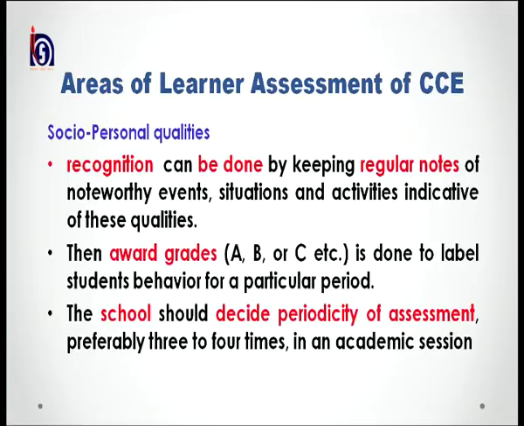Recognition of socio-personal qualities can be done by keeping regular notes of noteworthy events, in which a student reacts, how a student behaves, etc., situations and activities indicative of these qualities. Socio-personal qualities are then awarded or graded to label the student's performance or behavior for a particular period. The school should decide the periodicity of assessment of SPQs, preferably 3 to 4 times in an academic session.